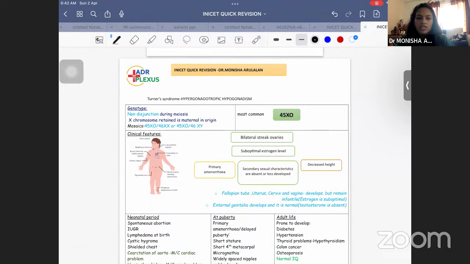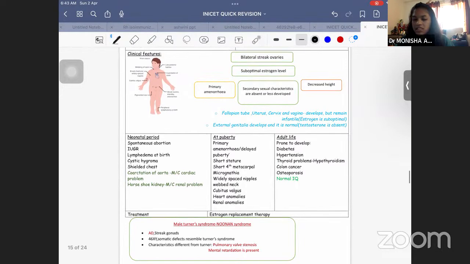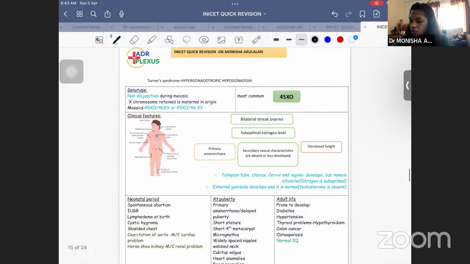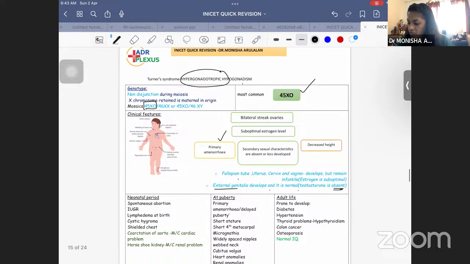When I'm talking about intersex, there was a direct question from Turner syndrome. So Turner syndrome, just read this table. That's more than enough for you to answer any question. Turner syndrome is a hypergonadotrophic hypogonadism. The mosaic is 45X0. There are many mosaics, but remember the most common is 45X0. The most common presentation is primary amenorrhea, but remember the external genitalia develops and it is normal. Testosterone is absent. The fallopian tubes, uterus, vagina, cervix, everything develops. Remember, all are infantile.